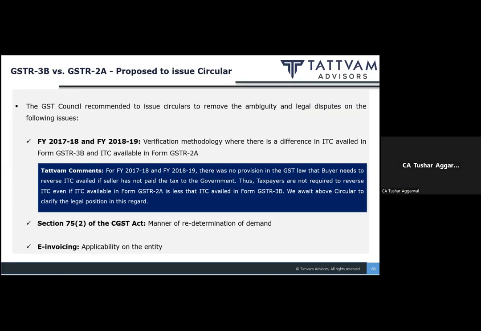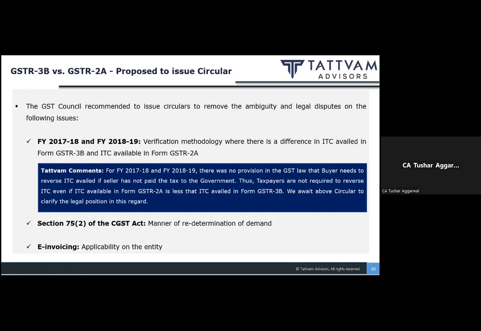Friends, we are all aware the taxpayers are getting multiple notices on 2A, 3B, either under assessment or show cause notice, or during departmental audit, this point is also being raised. Now government has said that they will come out with a circular which will clarify the verification methodology where there is a difference between ITC availed in Form 3B and ITC available in Form 2A. So it seems to be a welcome step. It seems that government will clarify in which situations ITC is not required to be reversed.